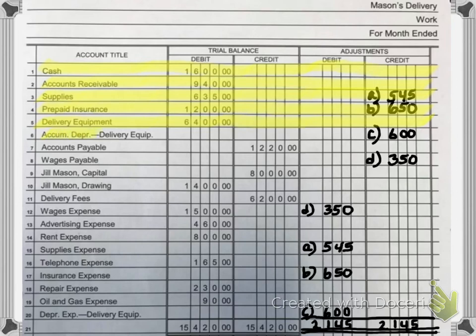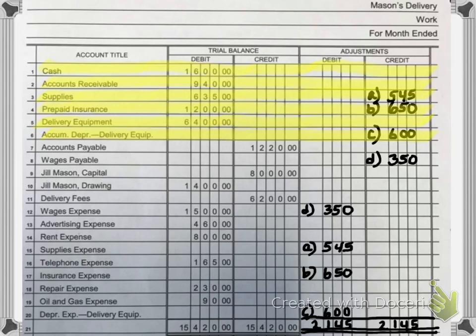Moving down, accumulated depreciation did not have a balance on the trial balance, but then there was a $600 credit adjustment. So basically what you're looking at is 0 plus a $600 credit. So the accumulated depreciation delivery equipment account is going to have a $600 credit balance on the adjusted trial balance. I think you can continue working. So you'll go line by line.